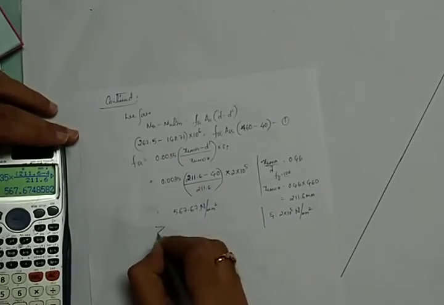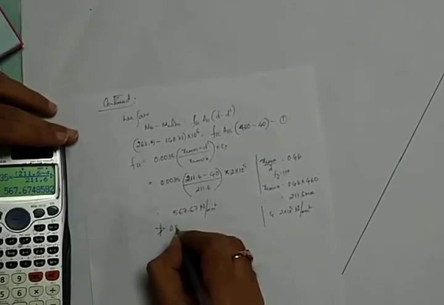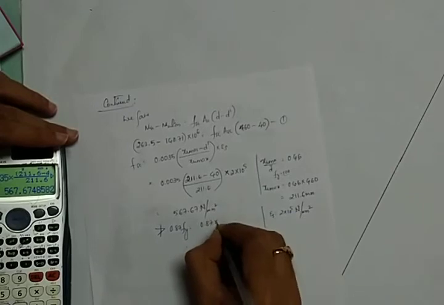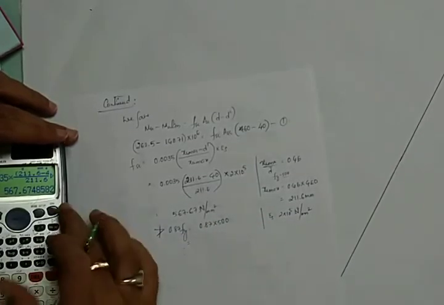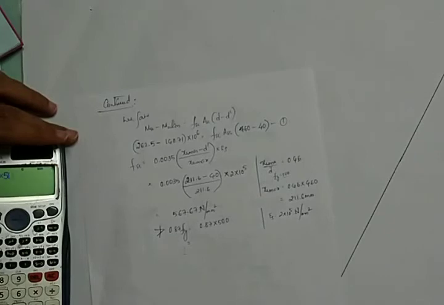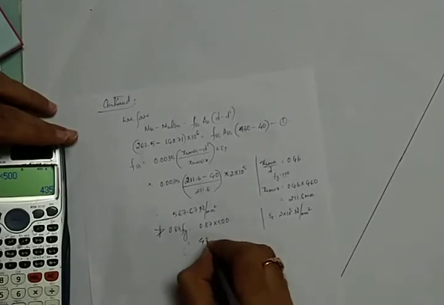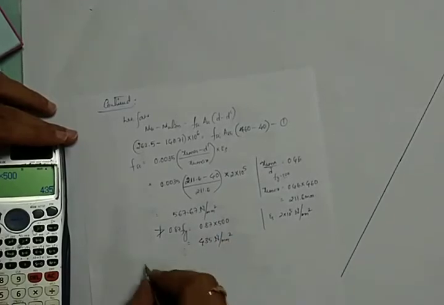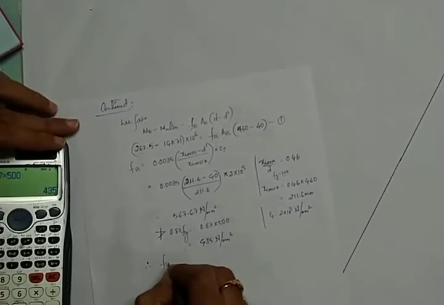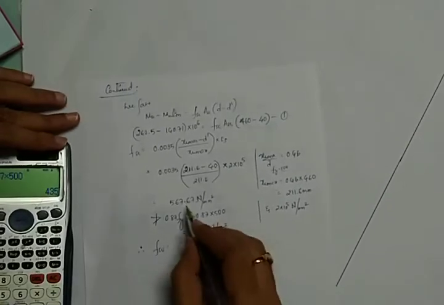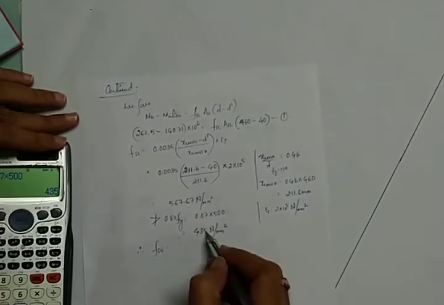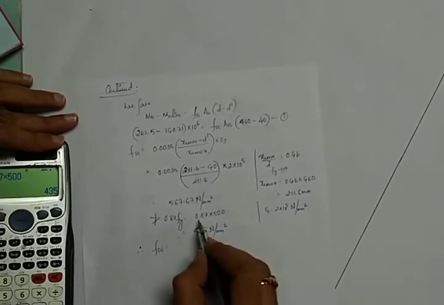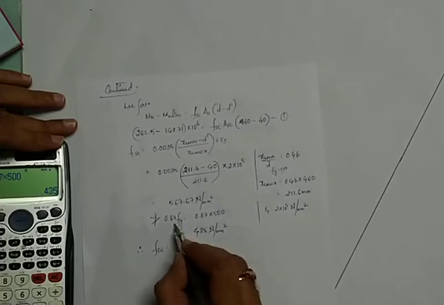Here we have a condition: it should not be greater than 0.87 into Fy, nothing but 0.87 into 500. So you will get 435 Newton per mm square. Therefore I will take this value, why? Because this value is exceeding this value. In the IS code book it is stated that it should not be greater than 0.87 Fy.